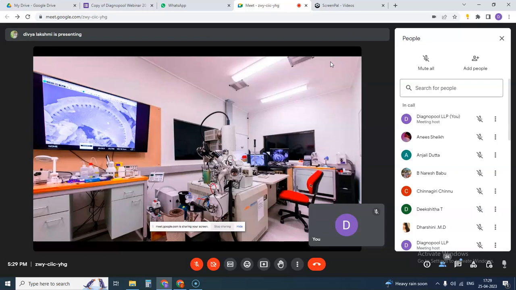proper seating arrangement should be made. This is for the electron microscopy room. It is mainly if electron microscopy rooms are used in certain kinds of labs.